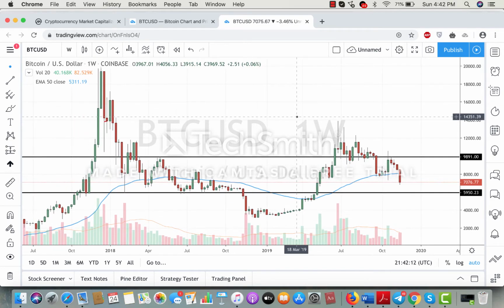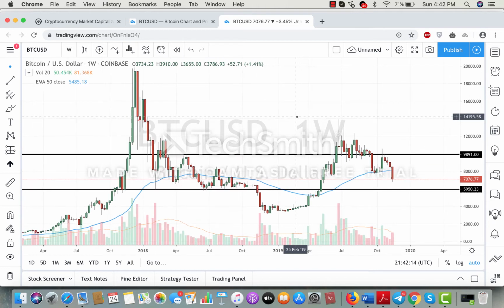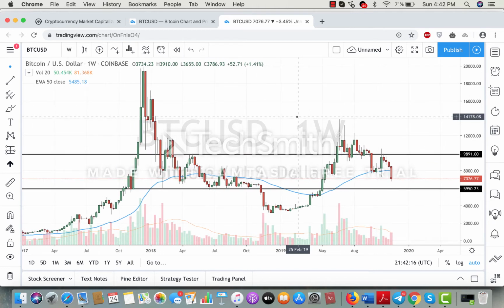So let's take a look at BTC USD today from a trading perspective and analyze how we can trade Bitcoin in the days to come and what's happening with the price action and where are we heading towards.